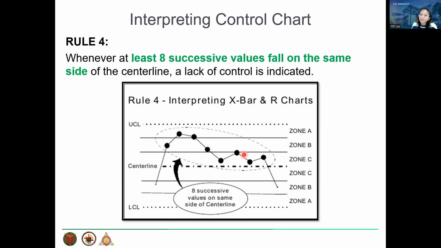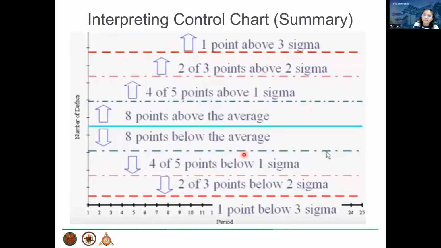So, here is a summary again. If 1 point is above 3 sigma, just above the limit, it is out of control, non-conforming. If 2 of 3 points are above 2 sigma, also non-conforming. 4 of 5 above 1 sigma, non-conforming. And if 8 points are on the same side, non-conforming. So that is the summary. Clear?